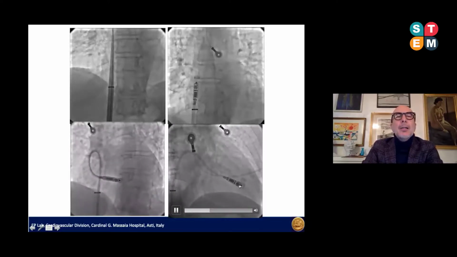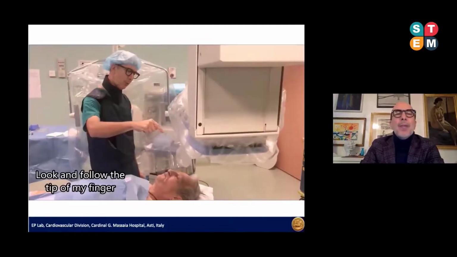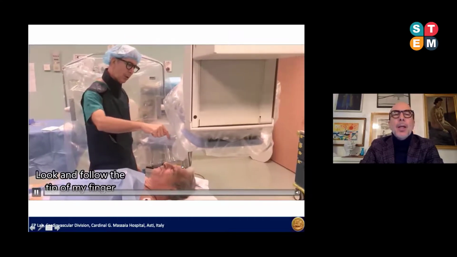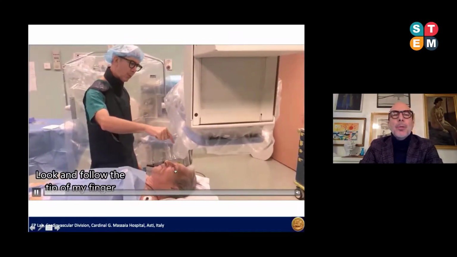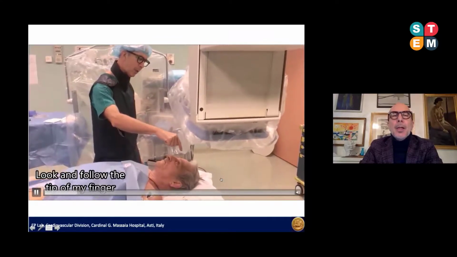And this is an example of a patient who underwent this kind of procedure, using another technique, which is not focusing the attention on his breath, but just following my finger with his eyes in this way. And in a few seconds, you will see that the patient will close his eyes, being already in the hypnotic status.